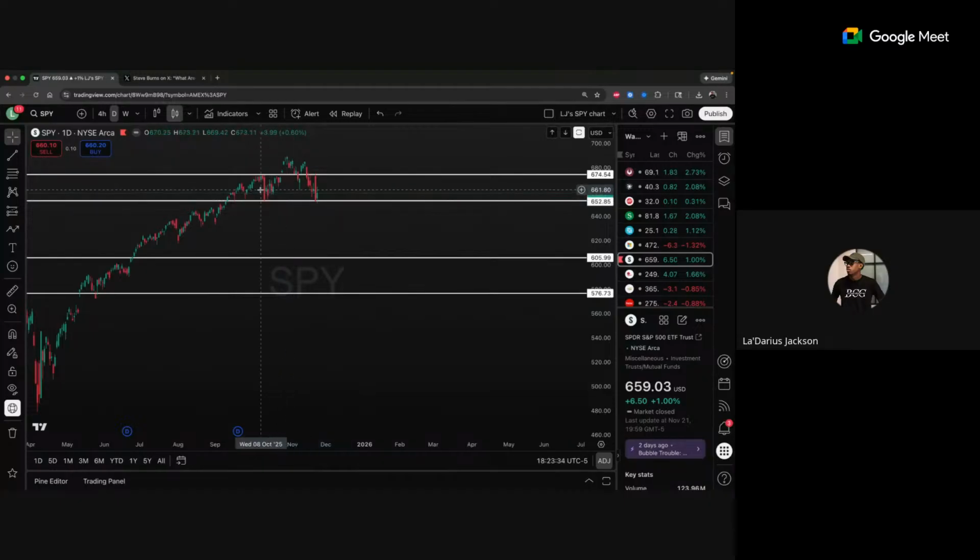So here, we already topped out. We're trading within this range, and now we're testing low. So I'm not convinced that we're out of this part of the phase. I know a lot of people are saying the S&P is going to 700 by the end of the year. It could.